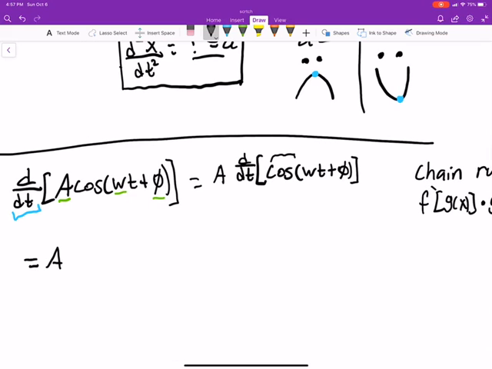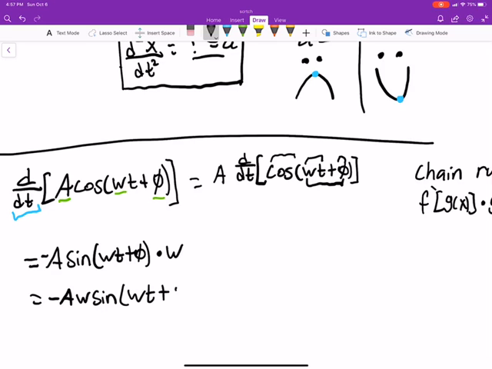I'm going to go a little quicker and just do this. The derivative of cosine is negative sine. We keep this inside part, and then we multiply by the derivative of the inside, which looks like it's just omega, right? This gives us omega, and that's it. So just cleaning it up a little bit, that's negative a omega sine of omega t plus phi. And that is your derivative.